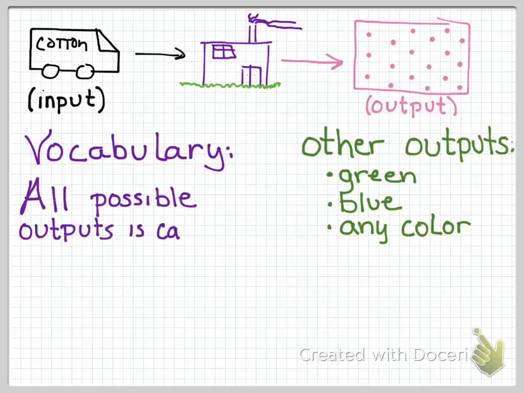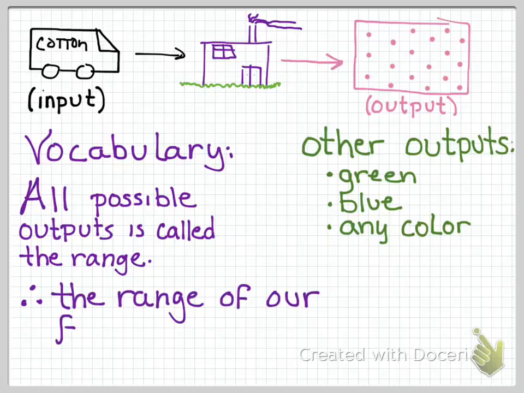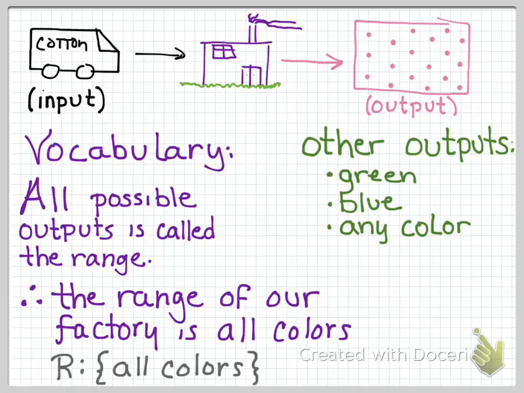Okay. Another vocabulary word. All possible outputs of a function is called the range. Therefore, the range of our factory is all colors. And the way we would write that is range colon, and then we do have a set of numbers or set of items. We have a set of items this time. They're colors. So range is the set of all colors. And that's the way you'd write that. Now, you could write down every possible color, but that would take you a very long time, so we could just make the general description of all colors.